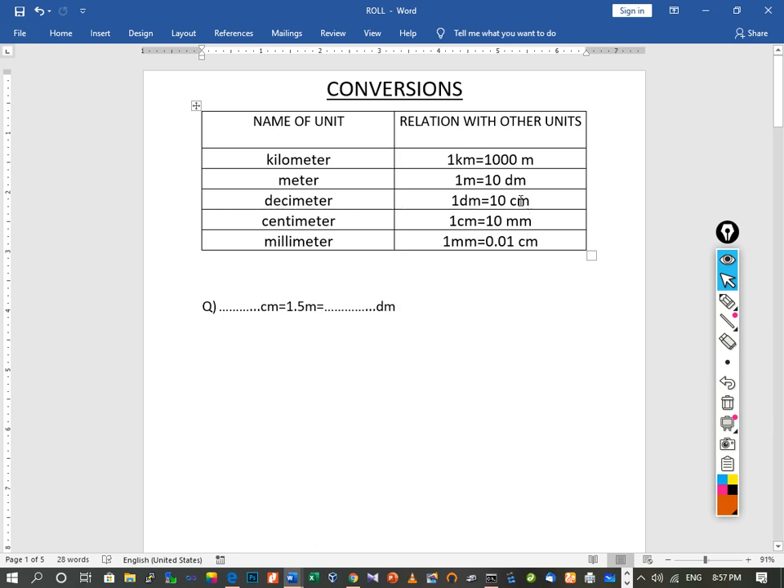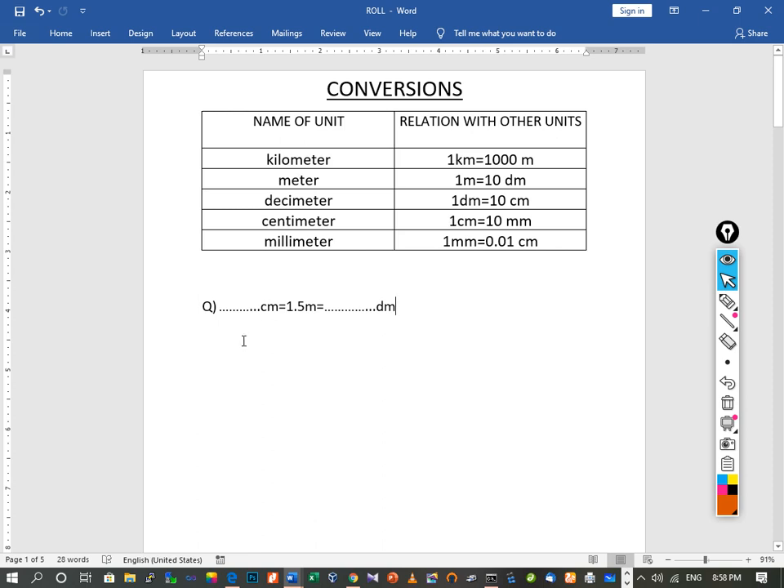Many more, like you can also represent these values in terms of centimeter, millimeter. Then 1 centimeter equals 10 millimeter. Here you can see the smallest one is millimeter, and we know that 1 millimeter equals 0.01 centimeter. From here we can get.